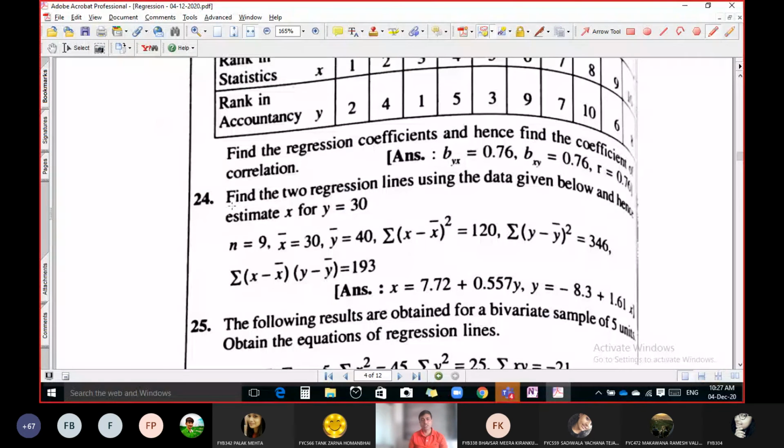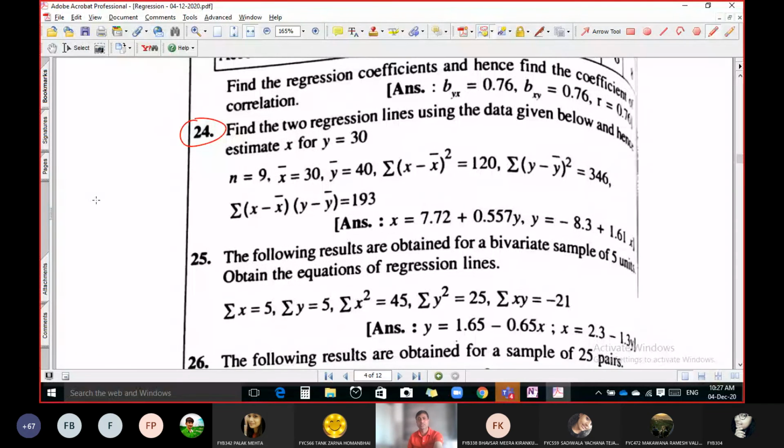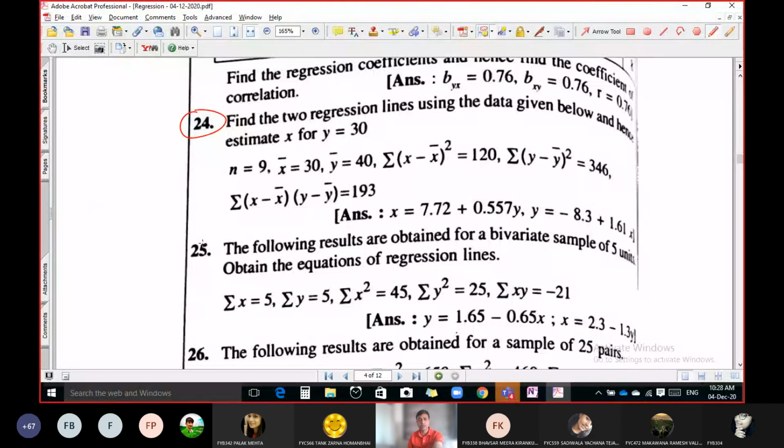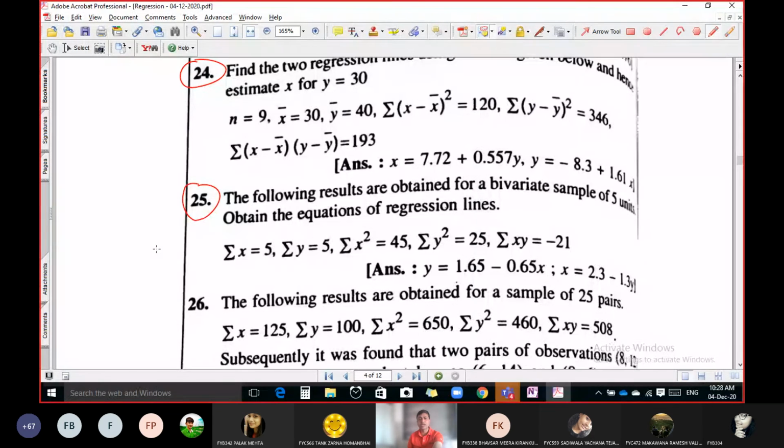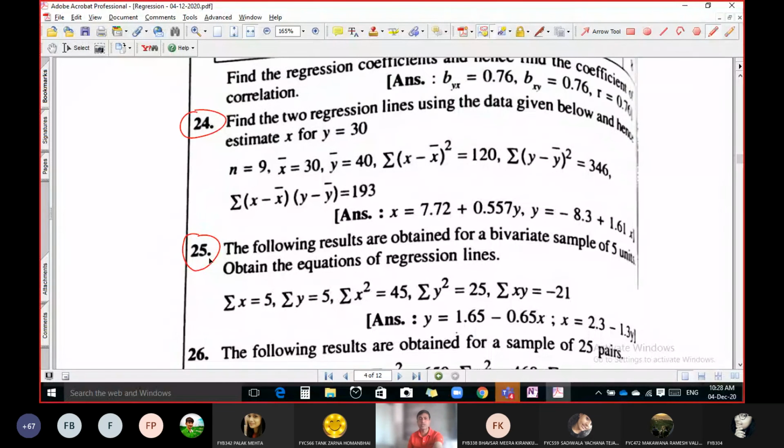Let us start with question number 24. Or better, instead of 24, let us do 25 first of all. We will discuss 26 later on. Let us discuss 25 first. The following results are obtained for a bivariate sample of 5 units. Obtain the equations of the regression lines.